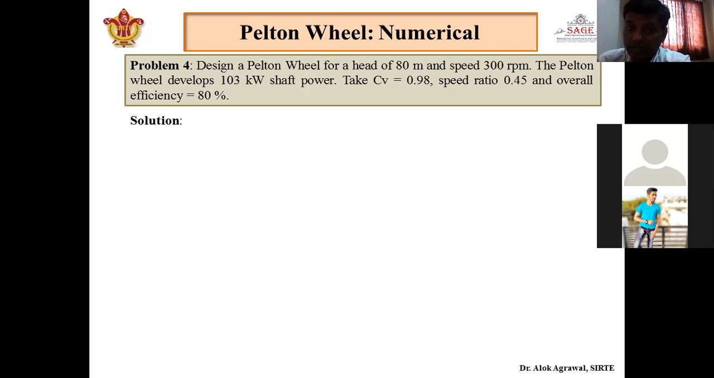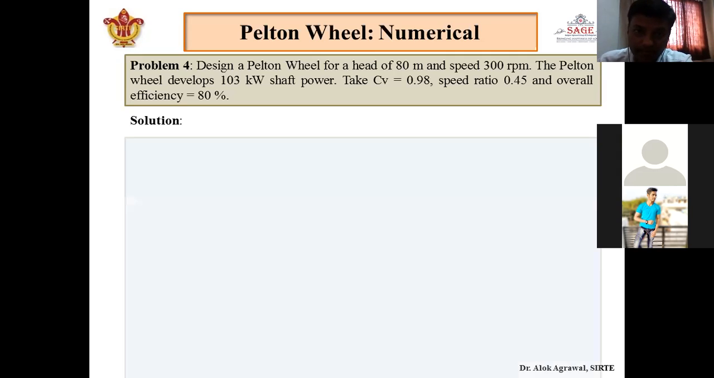So here it is saying to design a Pelton wheel. We have to know what things we have to find while designing a Pelton wheel, which we discussed in our last class. For designing a Pelton wheel, what is required? Diameter of wheel, diameter of jet, depth of bucket, width of bucket, and number of jets are required. So we have to calculate all these things so that we can design the Pelton wheel.